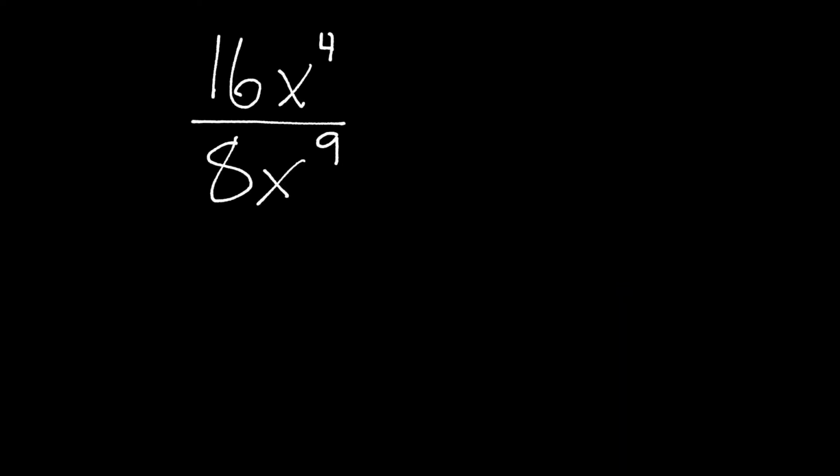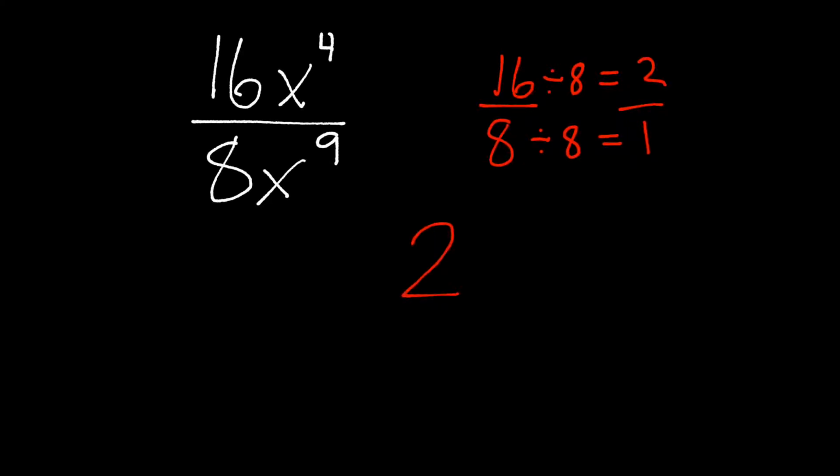Here we have 16x to the 4th over 8x to the 9th. Just like before, let's take a look at our coefficients first, and I'm going to write them over here. I've got 16 over 8, or 16 divided by 8. Now, can we simplify that at all? Well, it turns out, yes, we can. Both of them are divisible by 8. 16 divided by 8 is 2, 8 divided by 8 is 1, so we get 2 over 1, which is just 2. So we have now simplified the 16 over 8. It is 2.